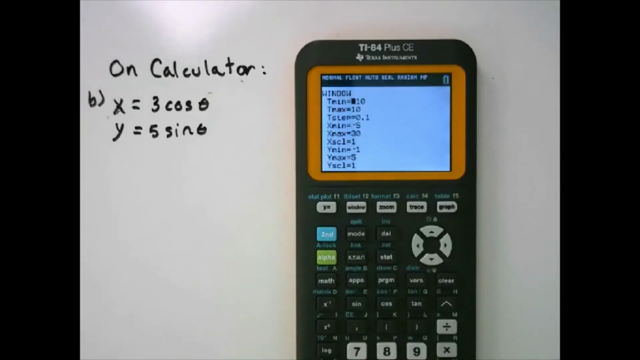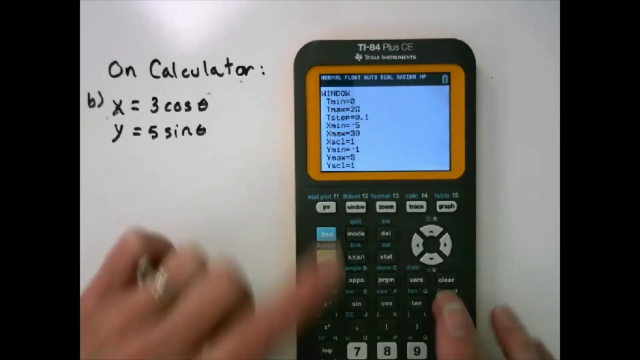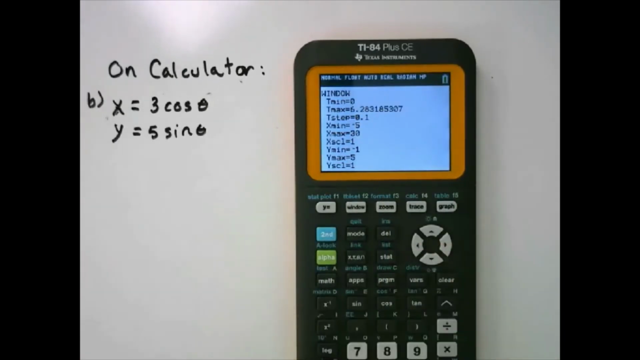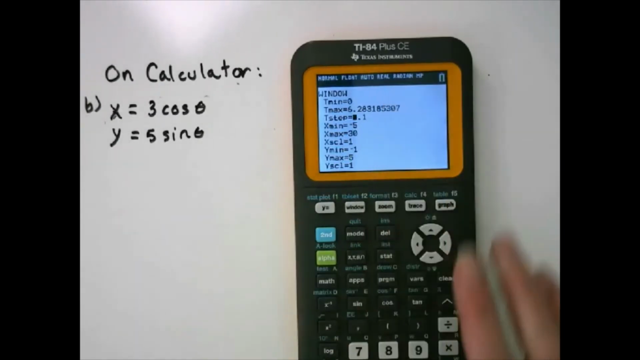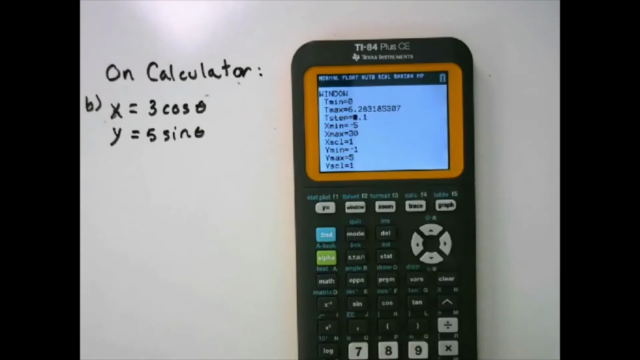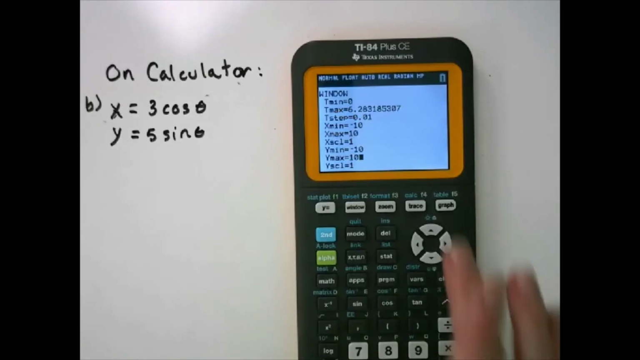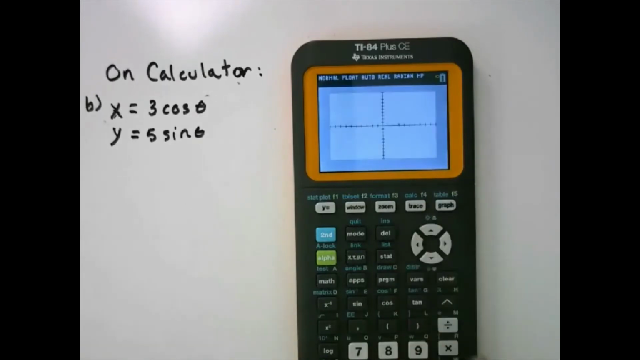For my window, depending on if you're in radians or degrees, if you're in radians like I am, I'm going to go from 0 to 2 pi. If your calculator is in degrees, you want to go from 0 to 360. T step then, I'm going to go 0.01. For my other ones, I'm just going to go from -10 to 10 in both the x direction and the y direction. And we're going to graph.